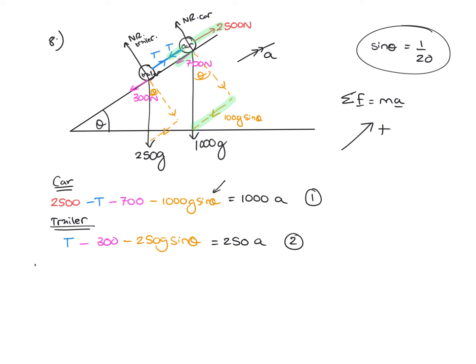So we then add equations 1 and 2 together, and this then results in a equals 0.71 meters per second squared, and we can substitute that into either equation. I'm going to substitute that into equation 2, and that gives me T equals 600 newtons. We've got a positive value for T, which shows that we got the directions of T correct in the diagram.